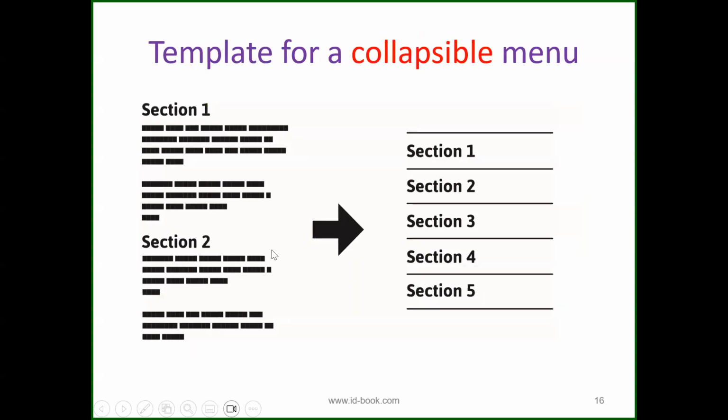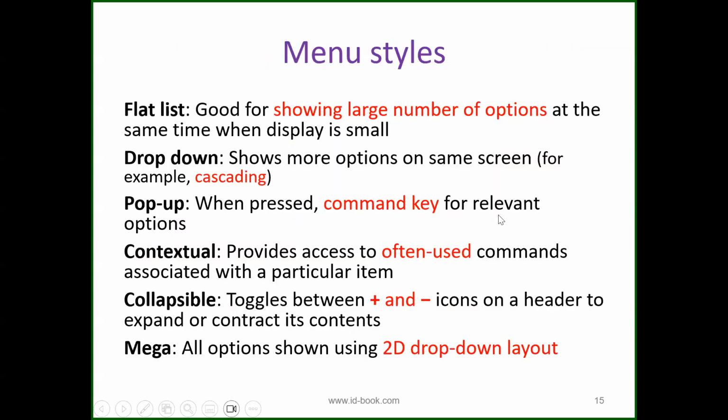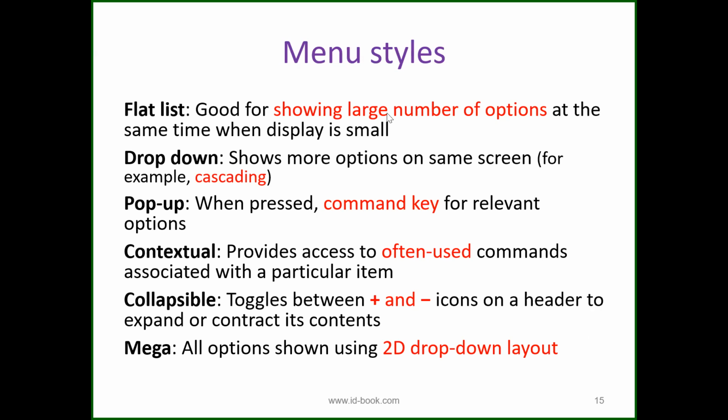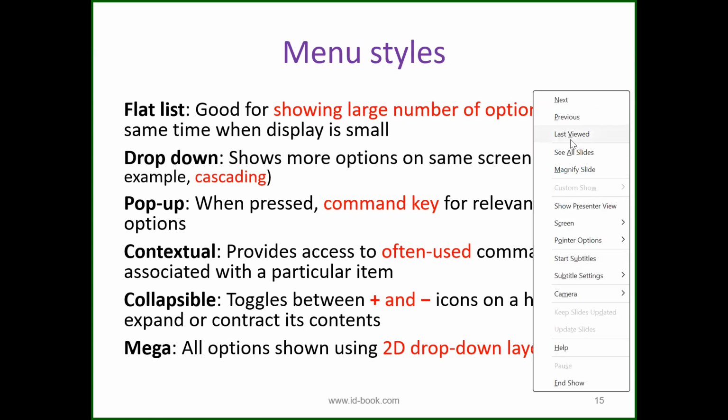Pop up, when pressed, for example, when you press a command key, a relevant option comes. This is called a pop up menu. Contextual provides access to the most often used commands associated with a particular item. For example, I can right click. Yeah, this is a contextual menu. Can you see the contextual menu? So when you right click, yeah, this is a contextual menu.